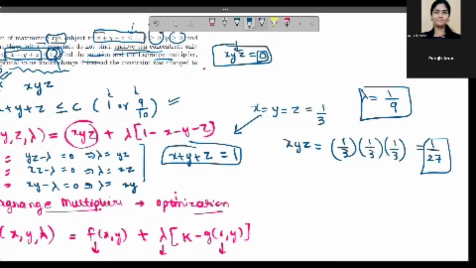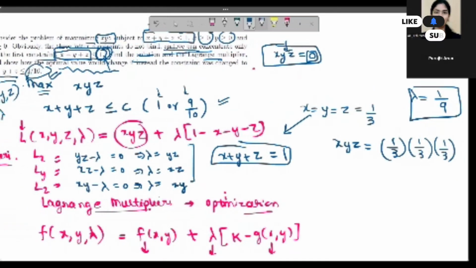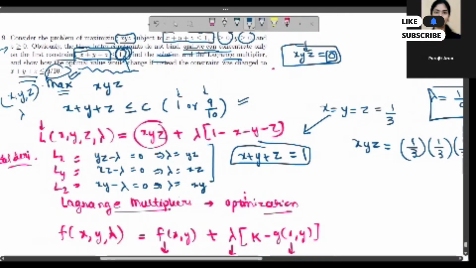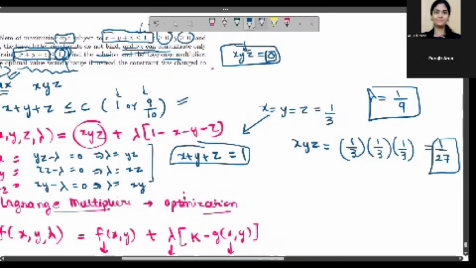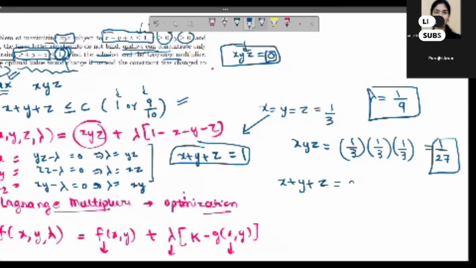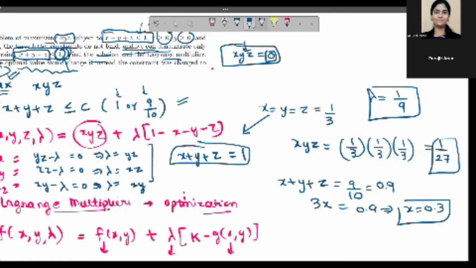So of course, up till here, it is the same. Yes, ma'am. So only one change will happen. Ma'am, it's going to be 0.9 by 3. So now x plus y plus z equals 9 by 10, right? That is 0.9. So all of these are same. So x, y, z equals 0.9 by 3, 0.9 by 3, 0.9 by 3. Correct.